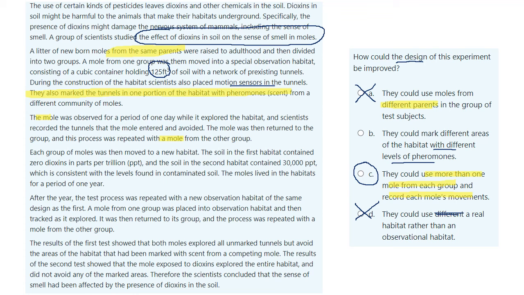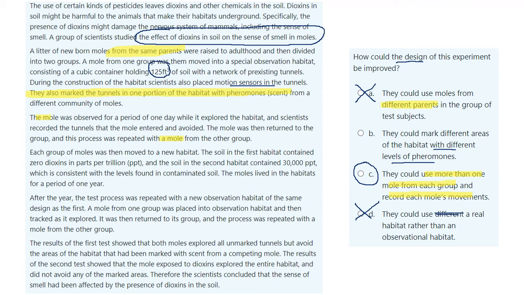After the year, the test process was repeated with a new observation habitat of the same design as the first. A mole from one group was placed into the observation habitat and then tracked as it explored. It then returned to its group and the process was repeated with a mole from the other group. So again, they only use one mole from each group.